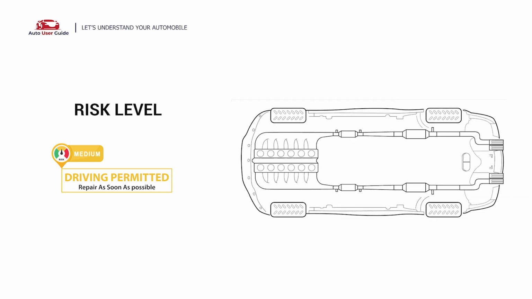This engine code indicates that there's a problem with the reference voltage circuit B, to which several sensors are connected. They can malfunction if the issue isn't resolved. Under this circumstance, short-distance driving is permitted, but your vehicle should be repaired as soon as possible.